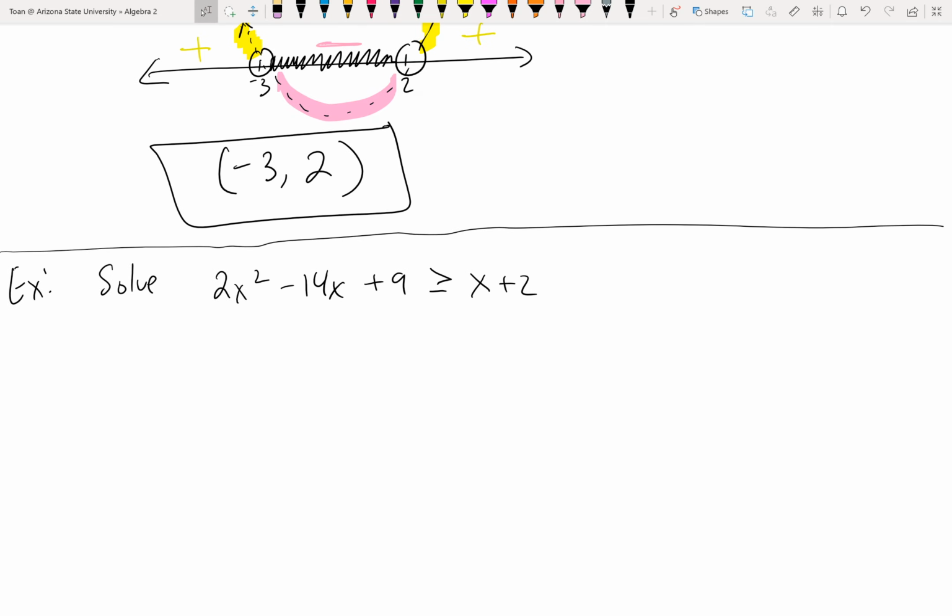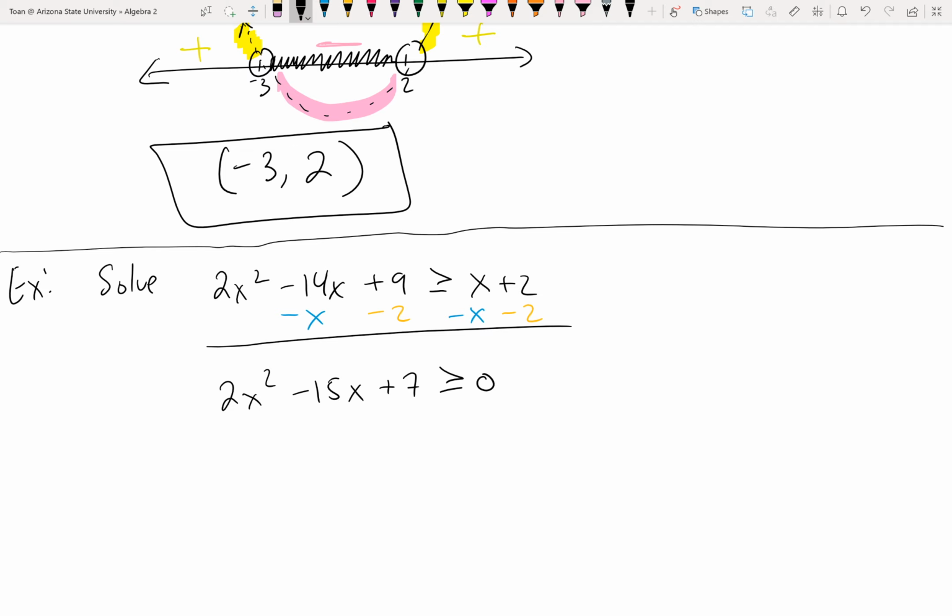So here I put stuff on both sides. Remember, just like solving equations, you want 0 on one side. So I hope it's very obvious to everyone that it might be easier to bring everything to the left. So we're going to subtract x from both sides, subtract 2 from both sides. That gives us 2x squared minus 15x plus 7 is greater than or equal to 0.